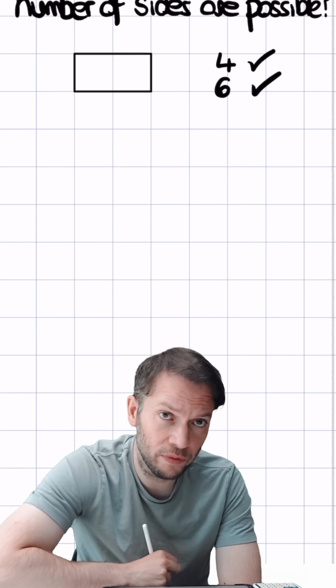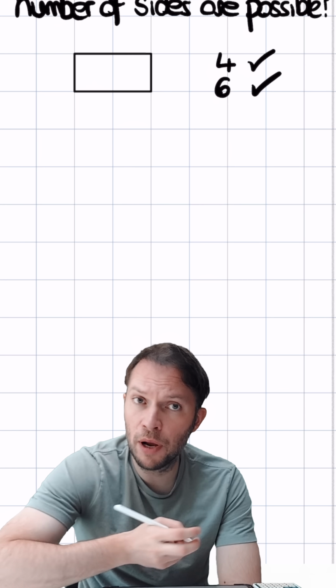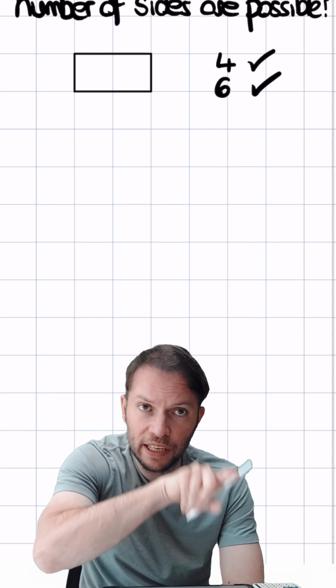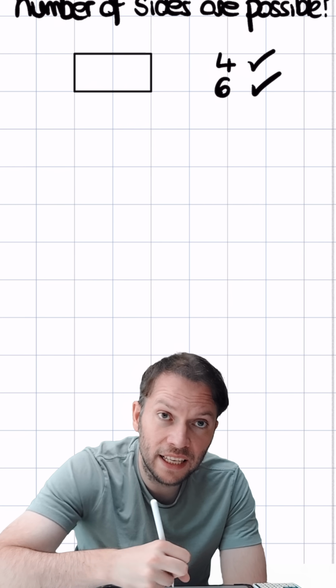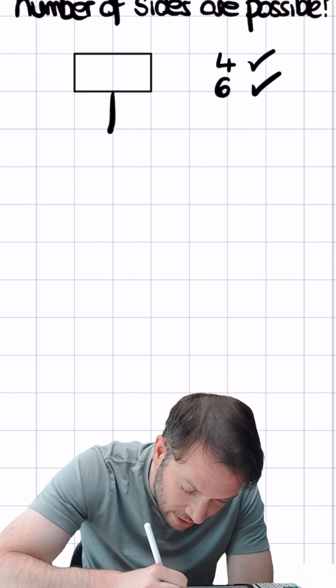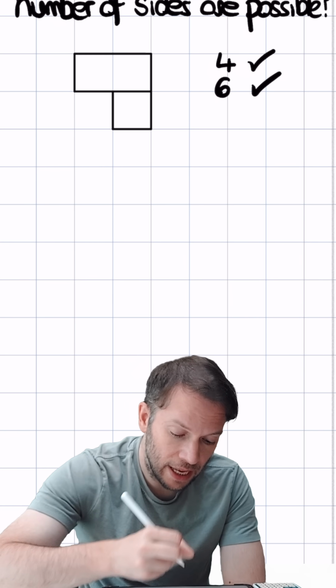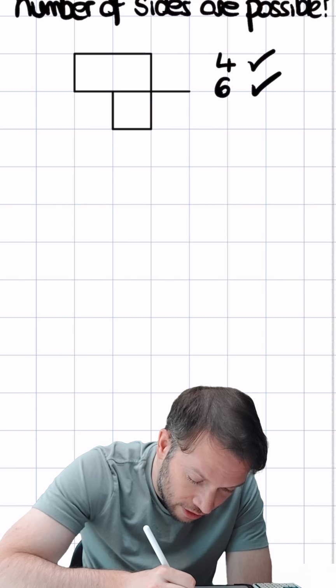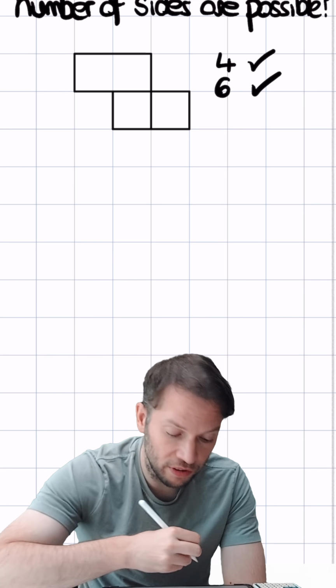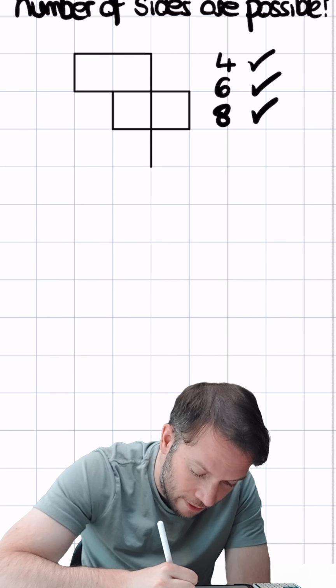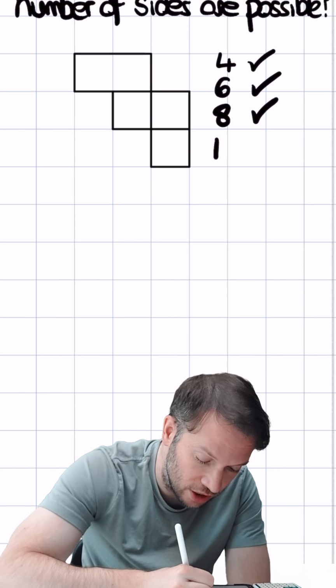Now suppose we start with a 2x1 rectangle like this. At the moment it has 4 sides. Now each time we add an individual square in a zigzag type fashion, we add 2 more sides. So if we add a square like this, we now have a 6-sided shape. And if we added a square like this on the end, that gives you 2 more sides, so we can get an 8-sided shape. And if you add a square in the bottom again, we now have a 10-sided shape.